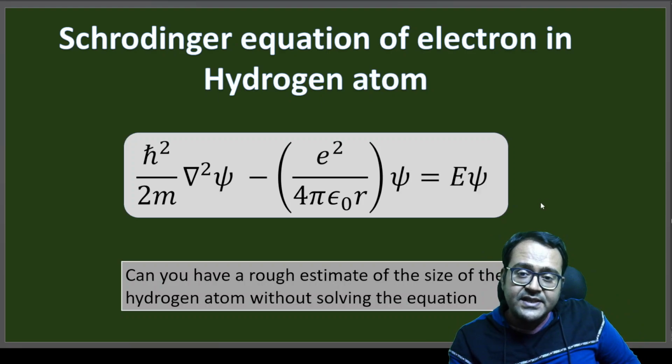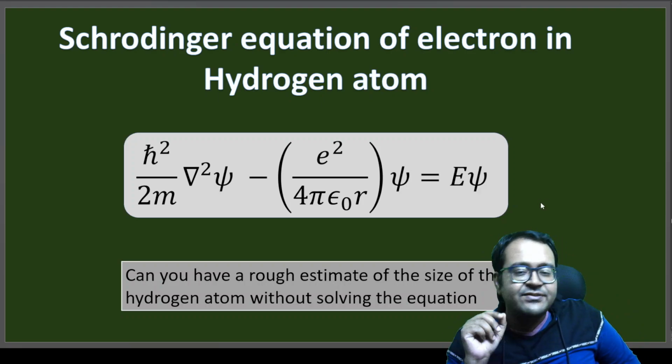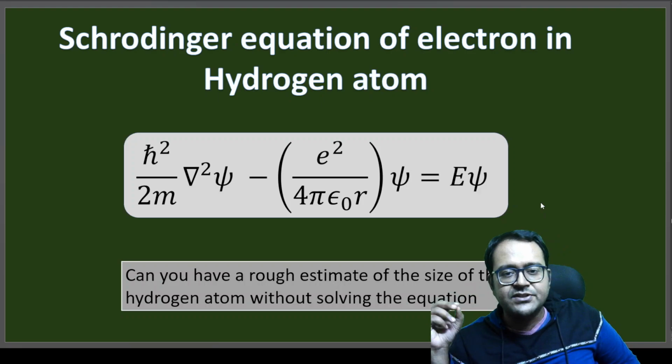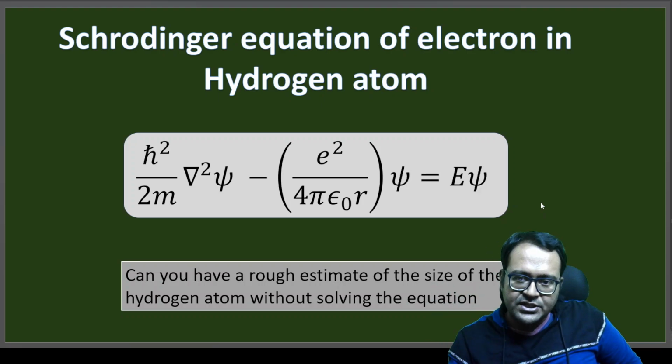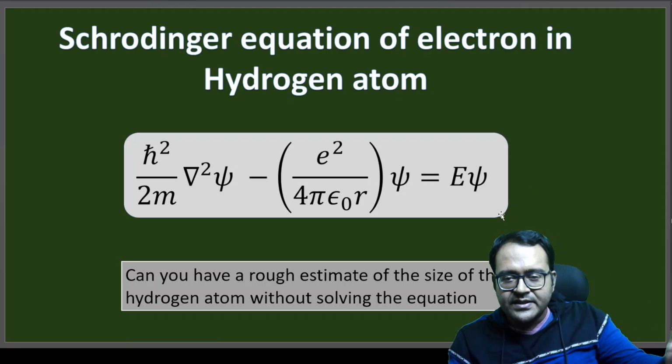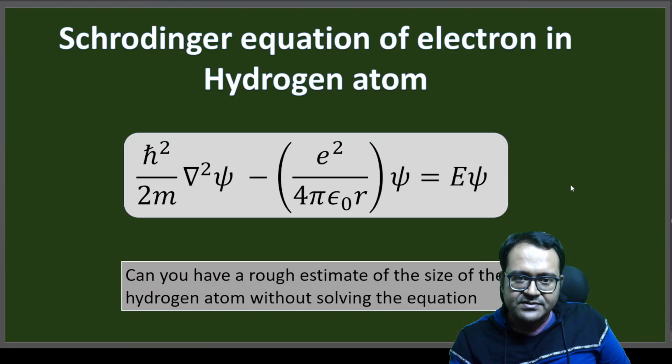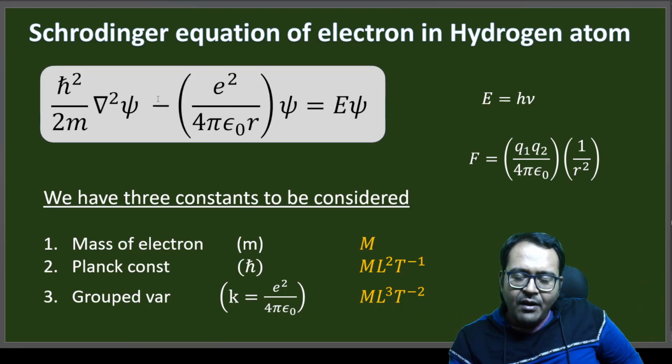Dimensional analysis says that we can do it, and physicists do it every time. Every time they apply a new type of equation to a new type of problem, they do some dimensional estimate. Then they go to the proper solution, either by analytical or by numerical consideration. So our goal is to have an estimate of the radius of the hydrogen atom, and then the energy of the hydrogen atom, all this, without the full solution. So how do you do it?